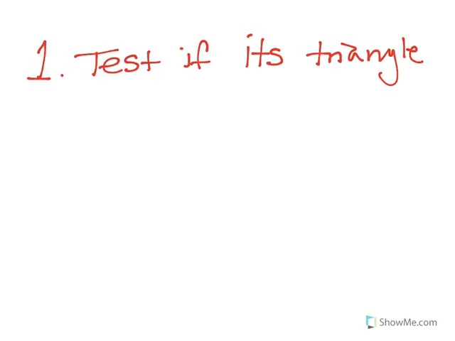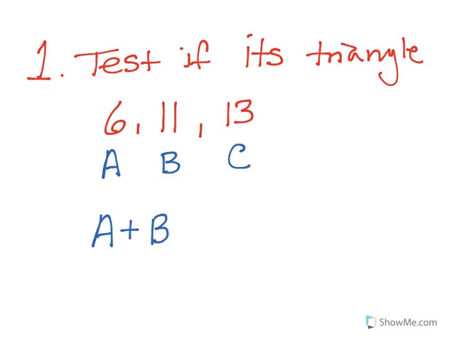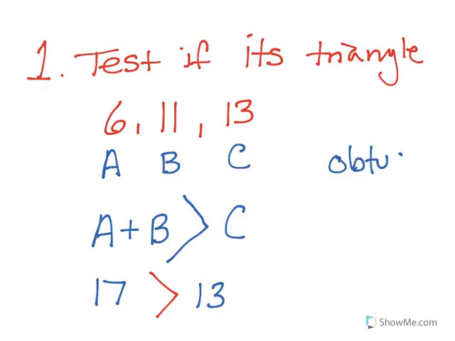You look at your initial numbers. Let's say your sides given are 6, 11, and 13. So this would be A, this would be B, and this is C. For it to even be a triangle, you have to test A plus B and see if it's bigger than C. Do not square them, but just add them. So 6 plus 11 is 17, and it is bigger than C, or 13. So we will go ahead, once we decide it is a triangle, and test if it's obtuse, right, or acute. You have to do this test first.